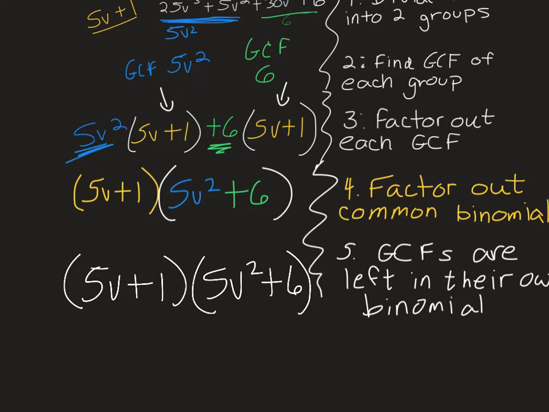I know that this is the toughest part to get down, so I'm hoping you can see where those are color coded. So again, that common binomial, the one that they had in common, comes out and becomes its own binomial. And then the two greatest common factors, the 5v to the second, goes into its own along with the plus 6. So they are in their own binomial together. And so I just rewrote it all down here for the final fully factored form.